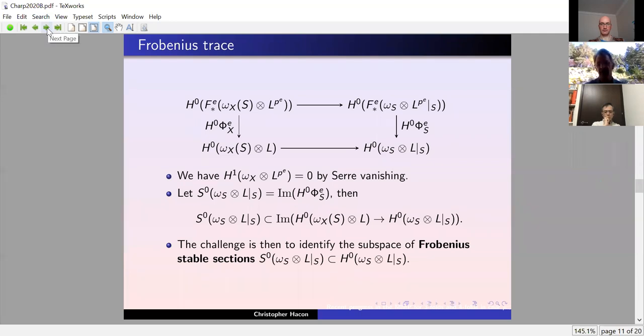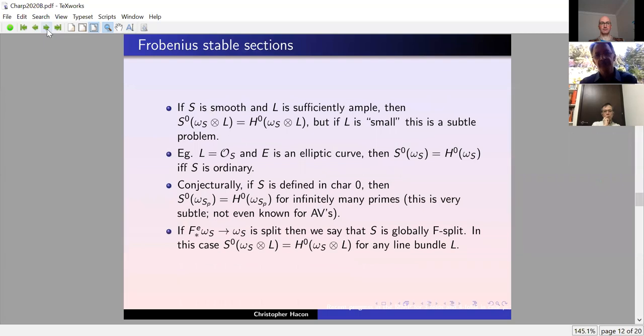And if you can do that effectively, then you can prove many interesting results that you are proving via Kawamata-Viehweg vanishing in characteristic zero. So let me say a few words about the Frobenius stable sections. Again, I'm making this simplifying assumption that S is smooth. Now, let's assume that L is sufficiently ample. Then it's not hard to see, essentially by Serre vanishing, that the Frobenius stable sections are all of the sections. Okay, so if L is sufficiently ample, you're not losing any sections, not surprisingly, because you just replace Kawamata-Viehweg vanishing by Serre vanishing. But if L is small, then it's a really subtle problem.